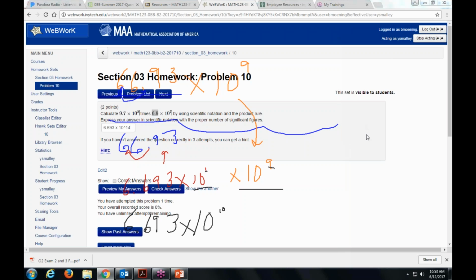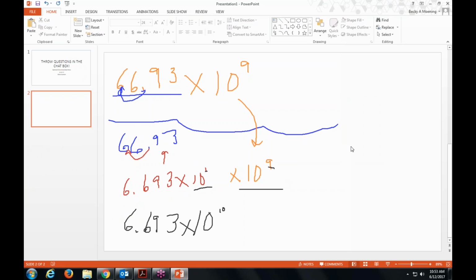So that means our answer, and when I say our answer, I'm talking about this piece here, should have 2 numbers. So 6.693, I want to round that to just have these 2 numbers. So I look at 9. 9 tells me to round up. So you should end up with 6.7 times 10 to the 10th.